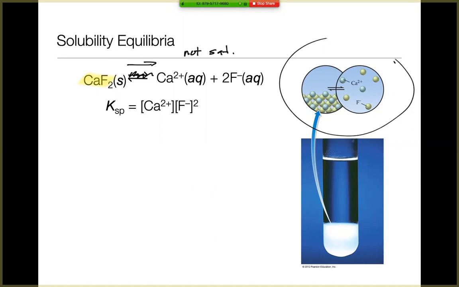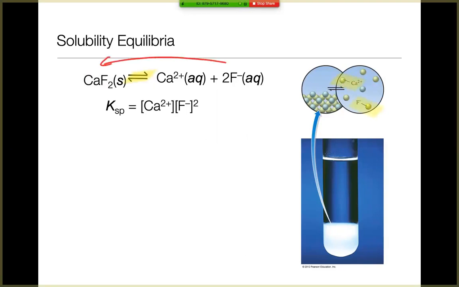When we start to approach that point of saturation, that's when equilibrium sets up. At a certain point, there's so much Ca2+ and F- in solution that they start to collide and go backwards, reforming the solid calcium fluoride. So like any other reaction we've dealt with, we can write a K expression for this.